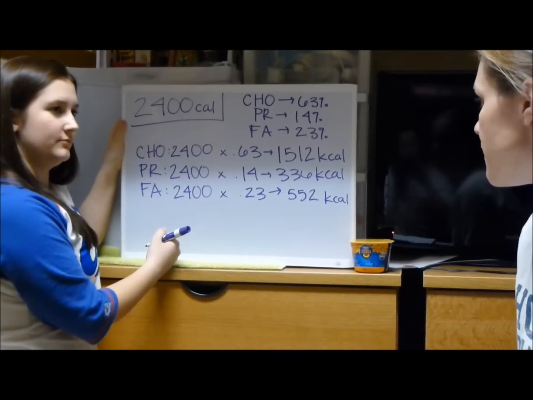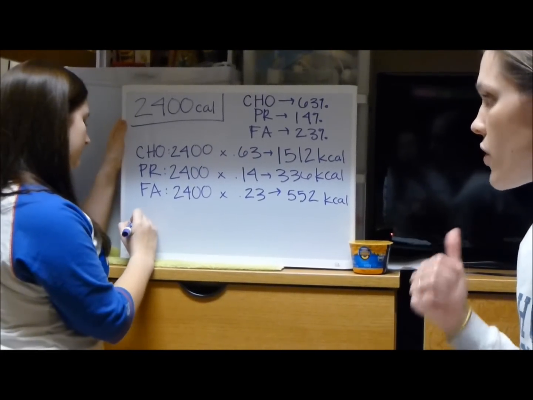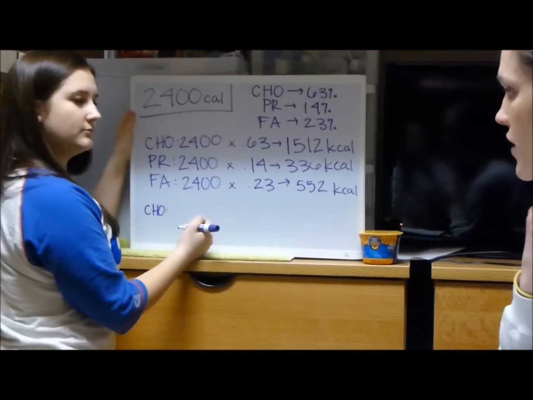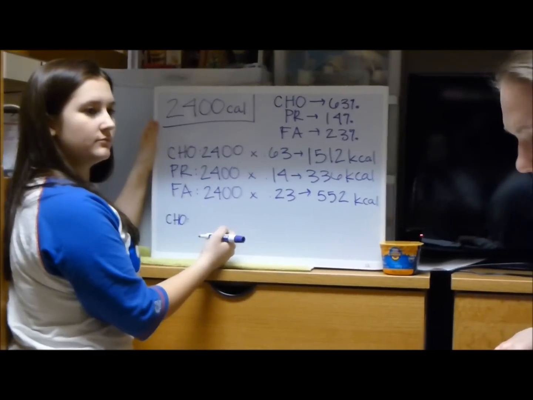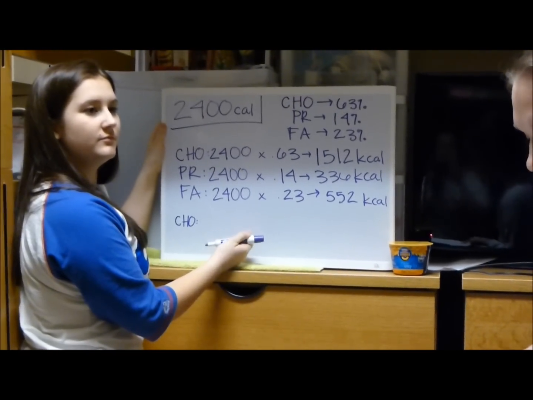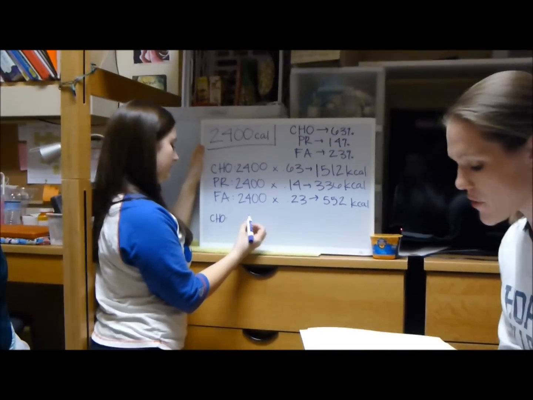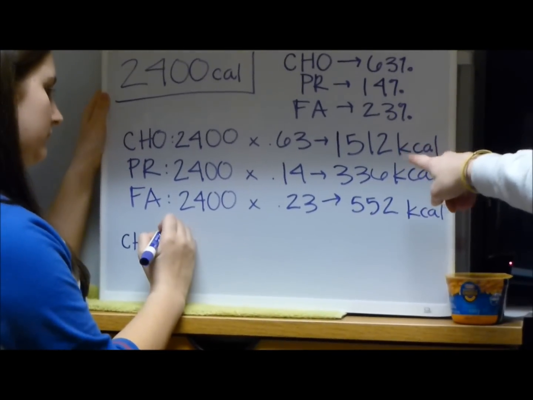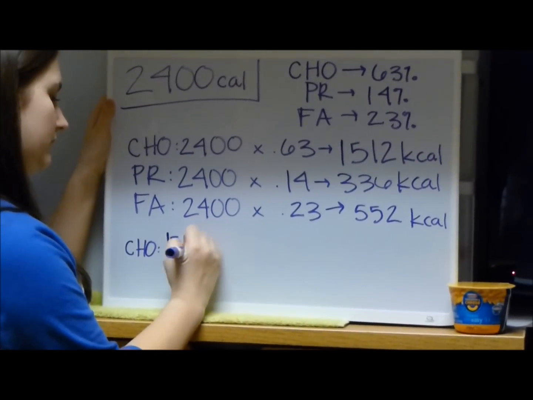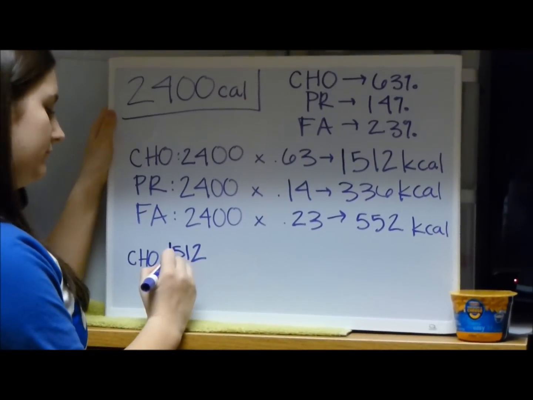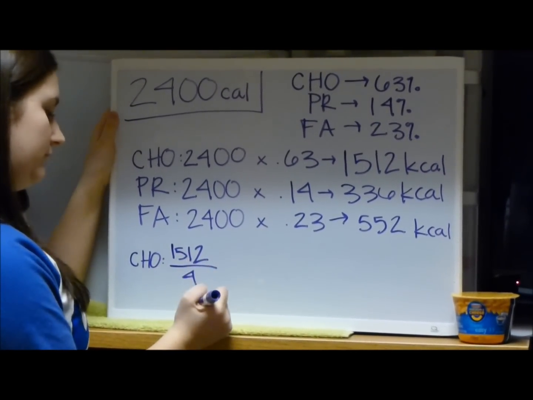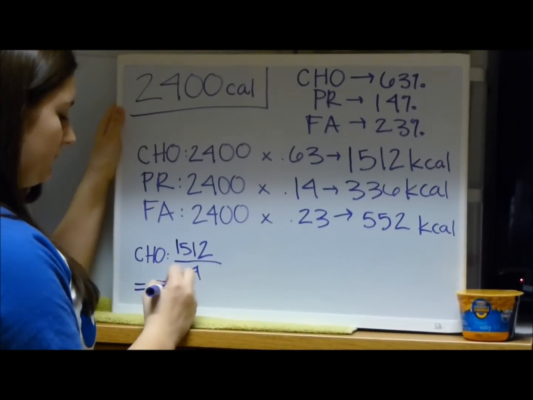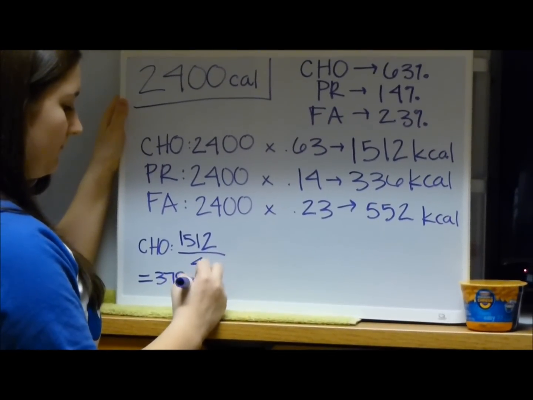So now we're going to use our standards that we know for carbohydrates, proteins, and fats in grams to figure out how many grams of each you can have per day. So first, starting off with carbohydrates, we're going to start with her total kilocalories that she can have per day, 1,512, and we're going to divide that by the standard, which is 4 grams. And this gives us 378 grams per day that she can have of carbohydrates.